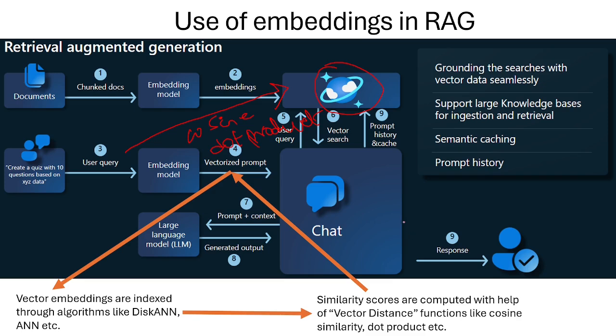So this is how you can make use of vector embeddings in retrieval augmented generation. And this is how they form the very core part of RAG architecture. So that's pretty much it about the video. That was all about vector embeddings in general and how they come into play when we are talking about retrieval augmented generation.